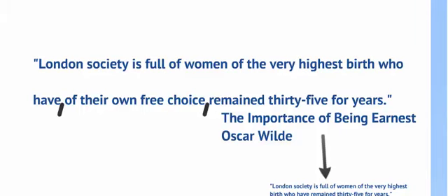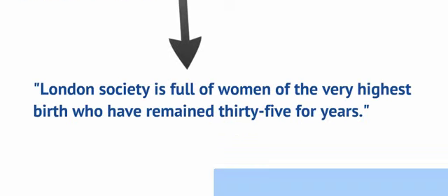In this case, the appositive is this phrase, "of their own free choice." It's talking about the women who, of their own free choice, have remained 35 for years. Oscar Wilde is just making a play on words here, saying that these women try and act like they're still young women, even though they're actually getting older every year. Let's take out the appositive and see if this sentence still makes sense. "London society is full of women of the very highest birth who have remained 35 for years."